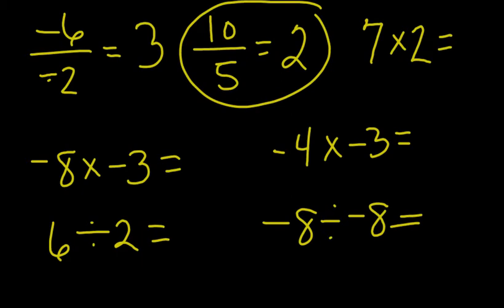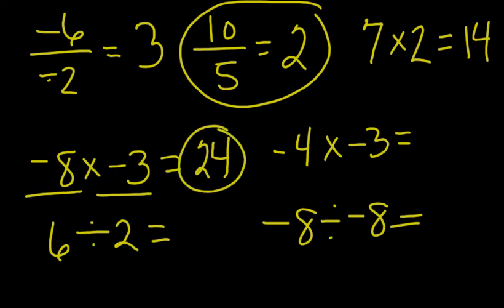7 times 2 is 14. Positive times a positive is a positive. They're the same. Positive answer. -8 times -3 is positive 24. Same signs. Positive answer. -4 times -3, positive 12. 6 divided by 2, positive 3. -8 divided by -8, 1. Two signs that are the same, multiplying or dividing, answer positive.